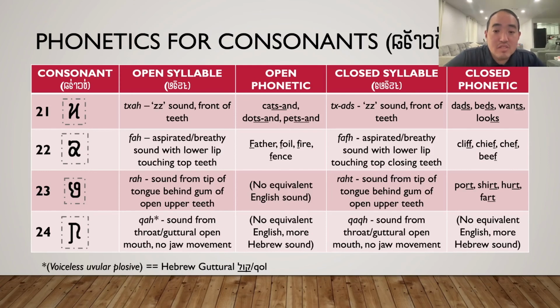Now the closed syllable is kak, kak. The sound should come from the same area: open mouth, no jaw movement, and it's all just guttural. Like I said, there's really no English equivalent word that I know of. It's more of a Hebrew, Arabic, or maybe even French sound, so you just have to memorize how it sounds. Altogether, it'll be ka, kak, ka, kak, and that's how you'll pronounce that consonant.